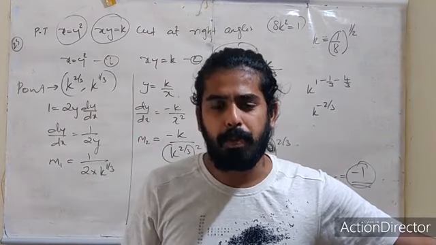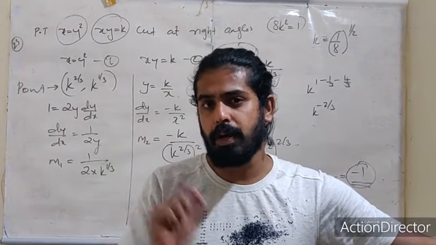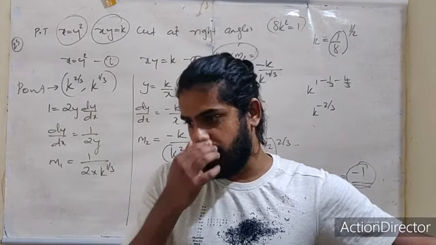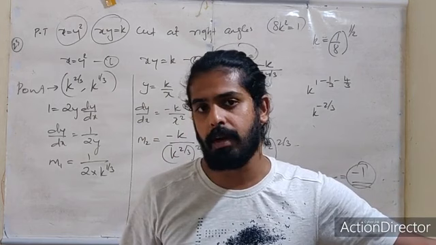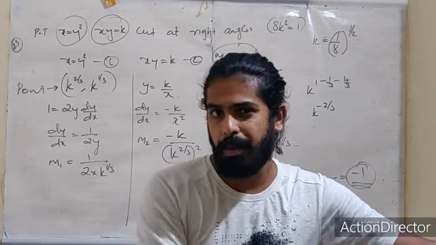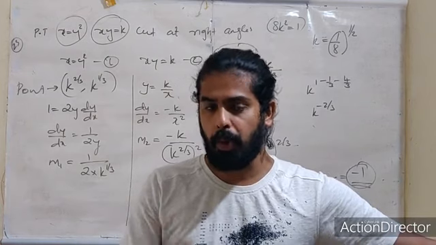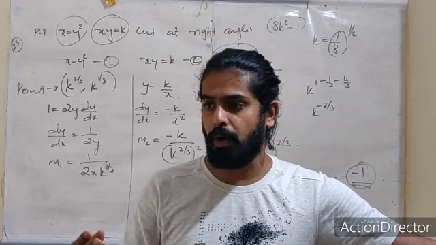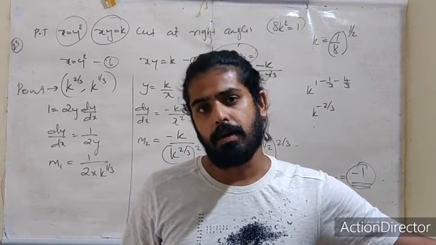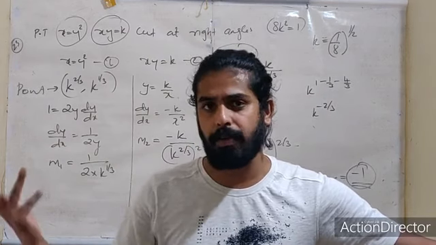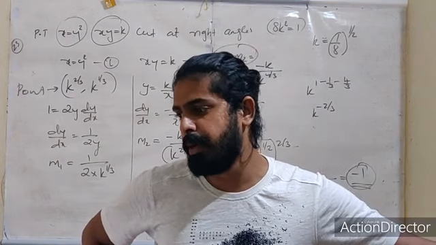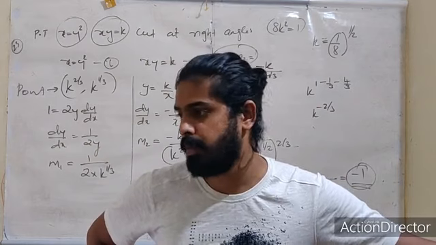We can find the slope if the point and equation of the curve are given: we differentiate and substitute the point. And we can find the point if the slope is given: we differentiate, substitute the slope in place of dy by dx, and solve it to find the point. If we have found the point and slope, we can find the equation of the tangent by the point slope form, and the slope of the normal will be the negative reciprocal of the slope of the tangent.